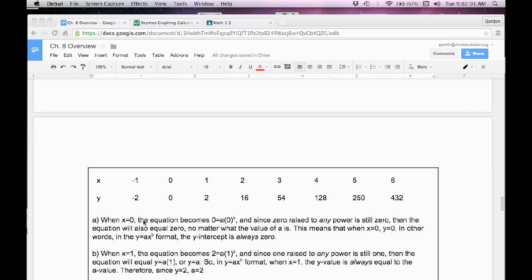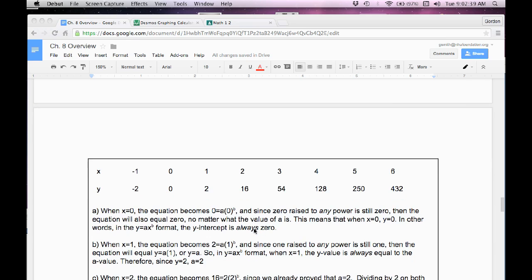When x equals 0, the equation becomes a times 0, because x is 0. So this is y equals a times 0 to the b. Since 0 raised to any power is still 0, then the equation will always equal 0, no matter what the value of a is. This means when x equals 0, no matter what b and a are, y will equal 0. In other words, in the y equals ax to the b format, the y-intercept, in other words, the y value when x equals 0, is also always 0. Okay, so we get that right away.